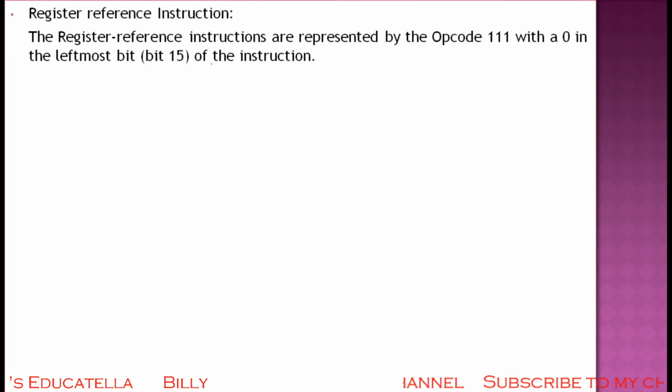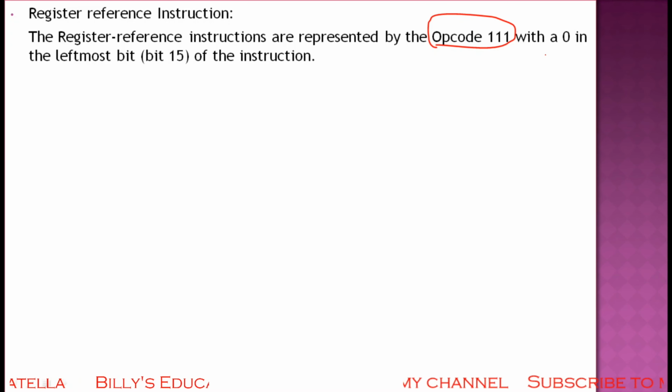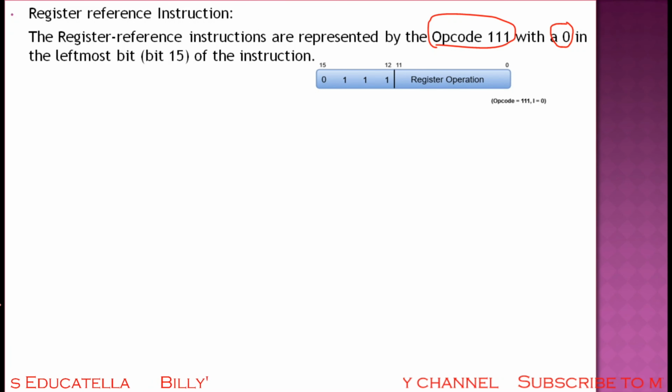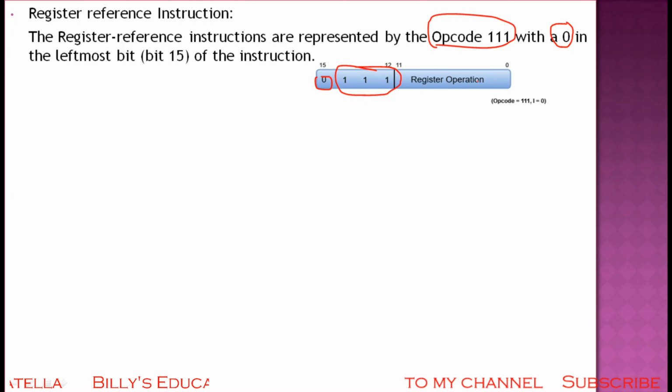Next, coming to the register reference instructions. The register reference instructions are represented by the opcode value. Here the opcode value will be the same throughout the operation, with an addressing mode value of 0 in the leftmost bit, that is the 15th bit of the instruction. In this table I show that the 15th bit value is 0 and the opcode values are 1 1 1, and here the register operation will be specified.